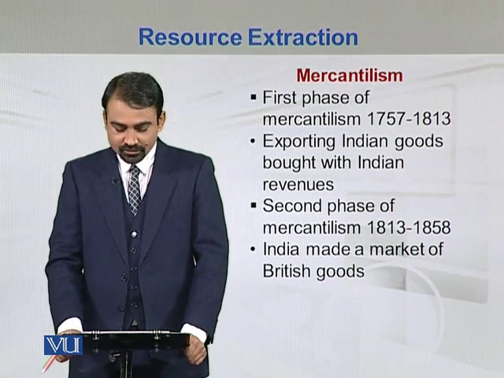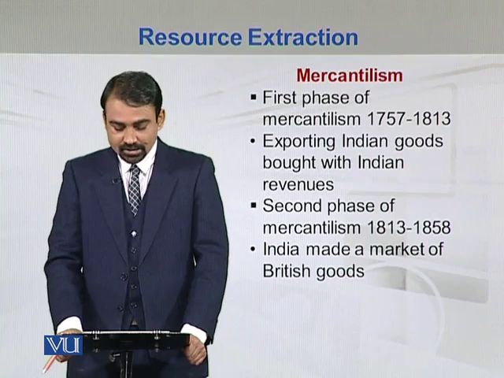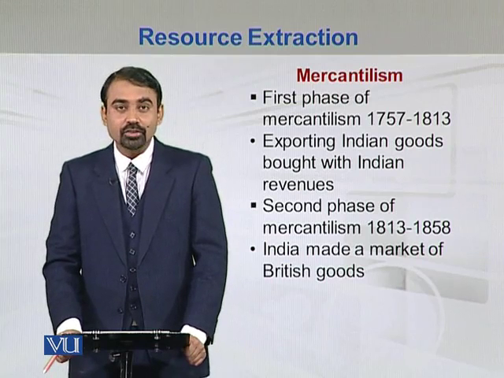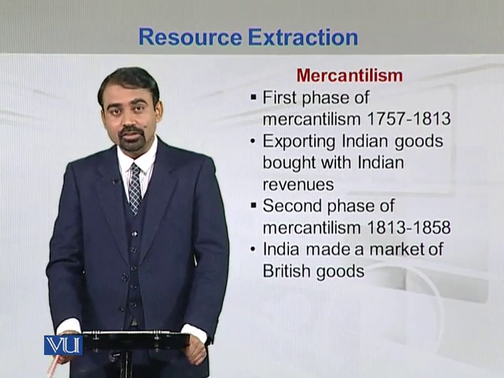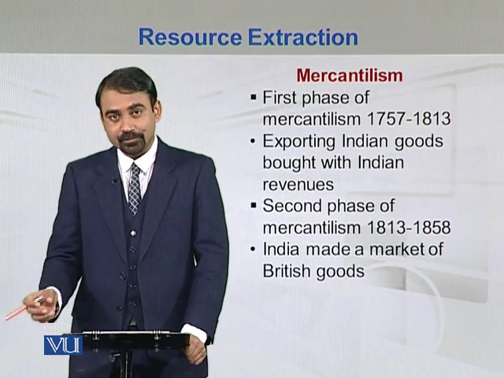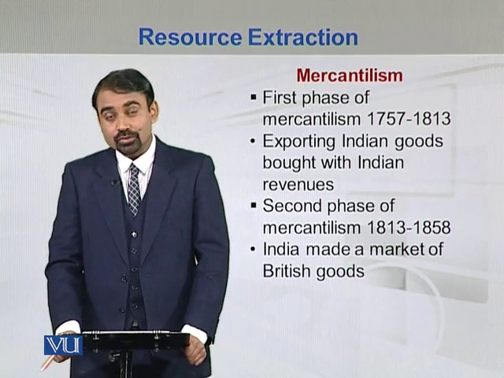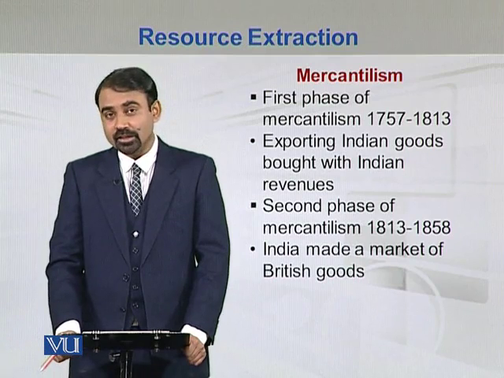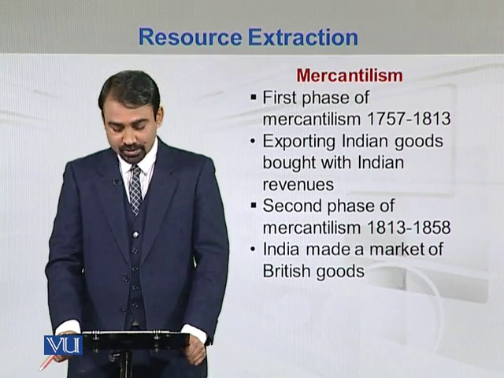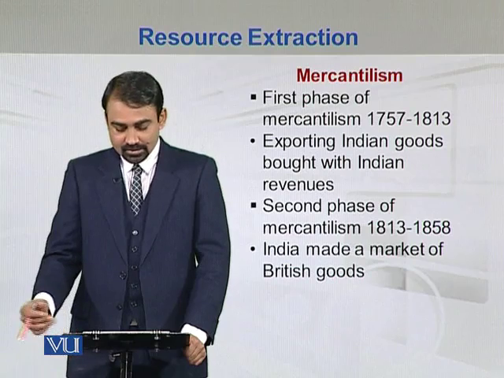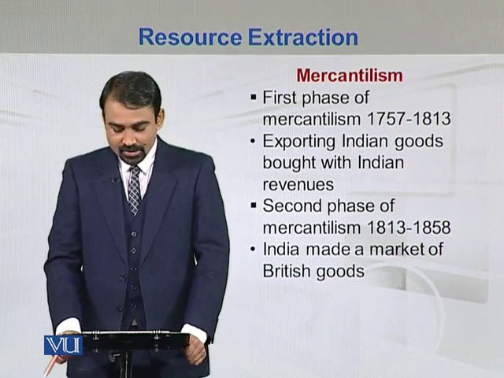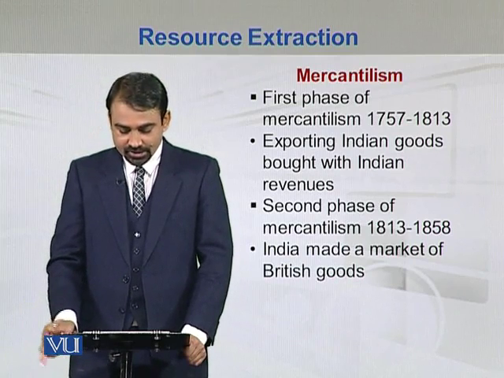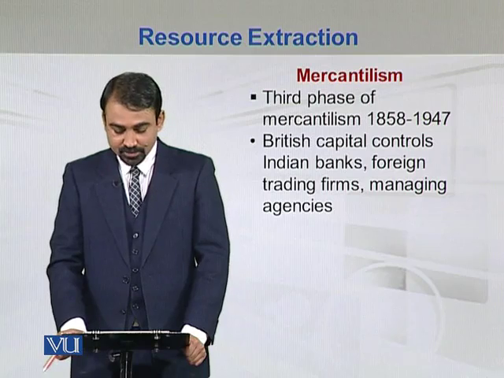During the second phase of mercantilism, from 1813 to 1858, India was turned into a market for British goods. This is how India's resources were first extracted: Indian goods were sent to British and other European markets, and then British goods were introduced to Indian markets. This is how India entered the second phase of mercantilism.